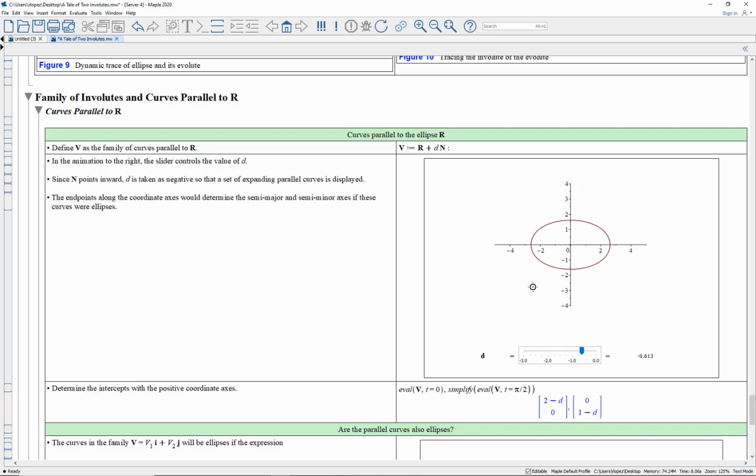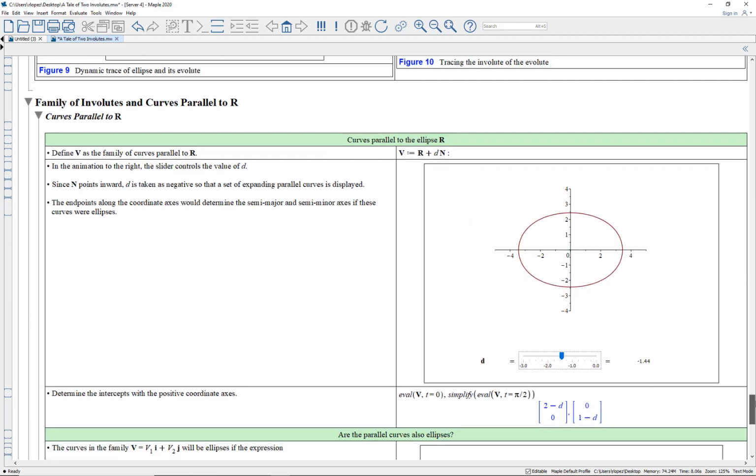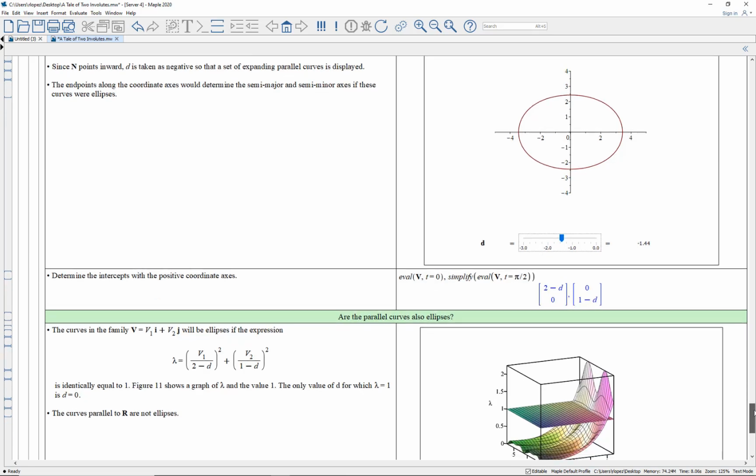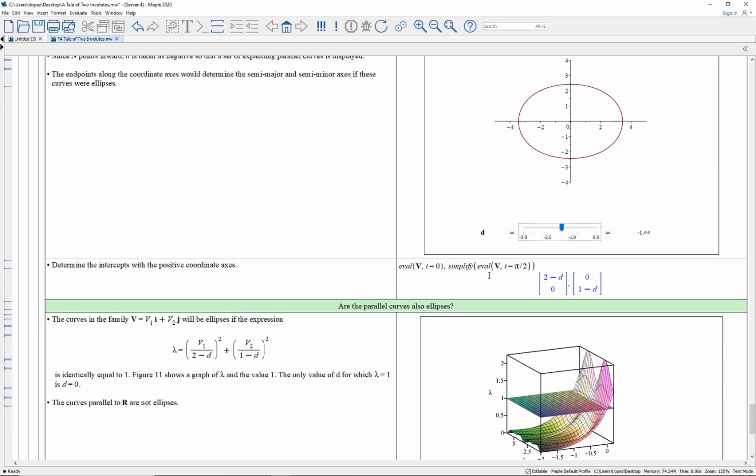Well, one of the things that struck me was, are these parallel curves themselves ellipses? It was not easy to answer that question. So I said, okay, if this is an ellipse, this is the semi-major axis, this is the semi-minor axis. Those numbers are given by these two vectors. This would be the x coordinate out here, 2 minus d, and 1 minus d would be the length of this segment.